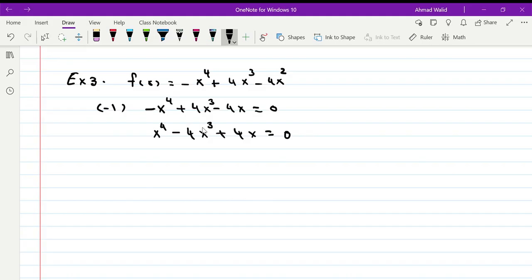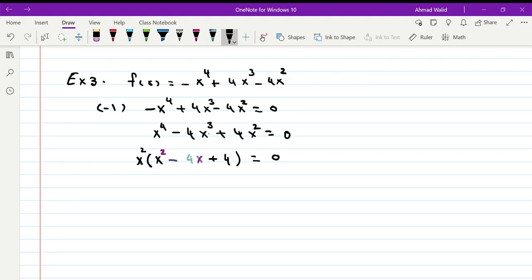Now, can we factor? Of course, GCF factoring. You see x squared is common between all of them. What is left? X to the power of 4 divided by x squared gives you x squared. Minus 4x cubed divided by x squared gives you 4x. Plus 4x squared divided by x squared gives you 4. Equal to 0.